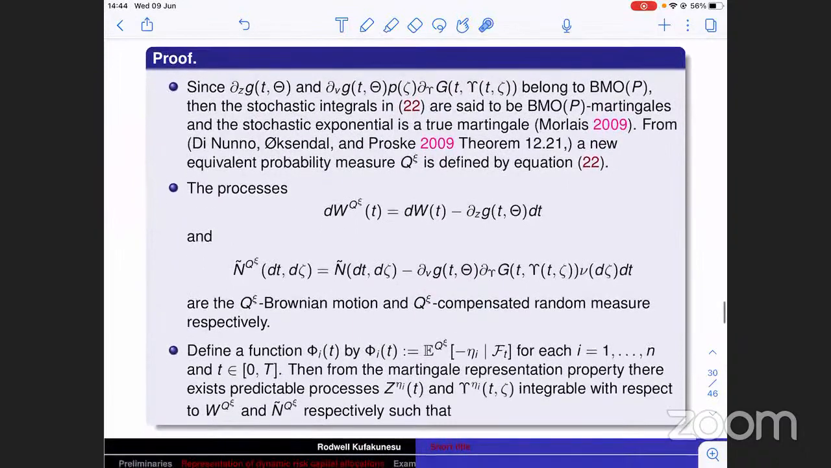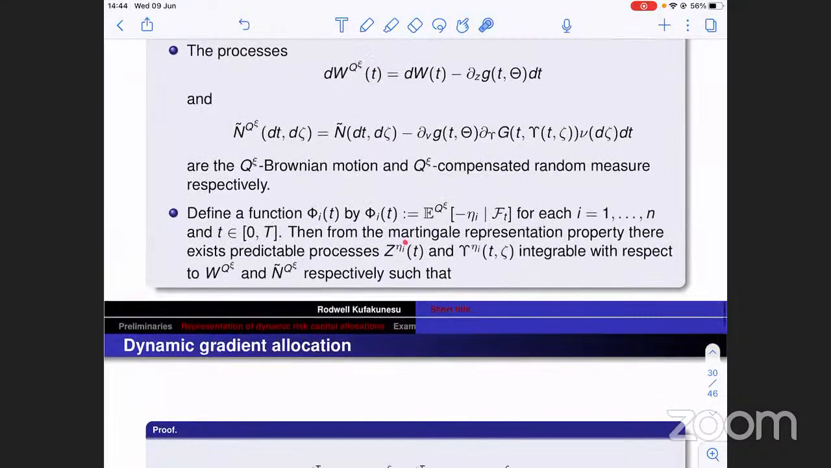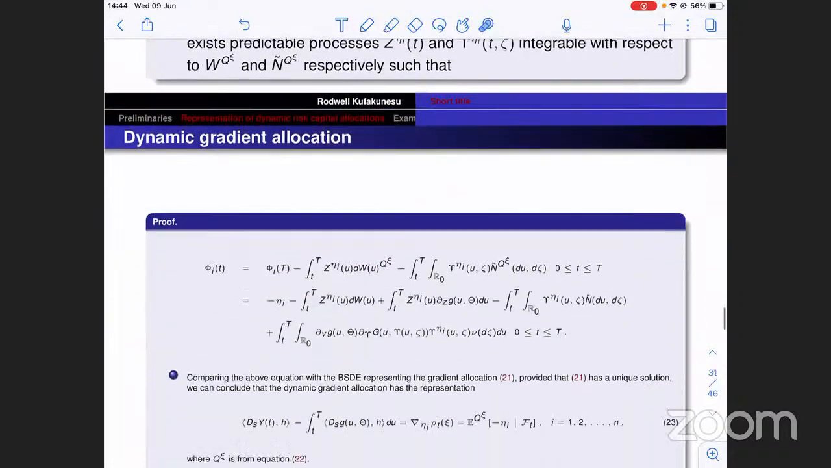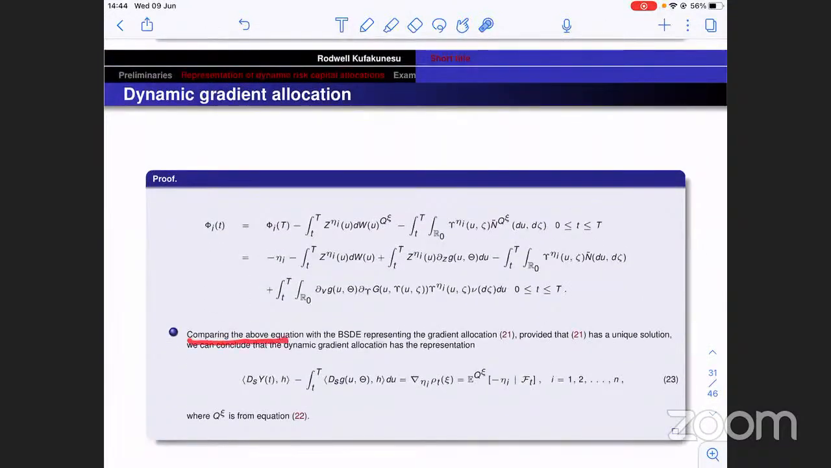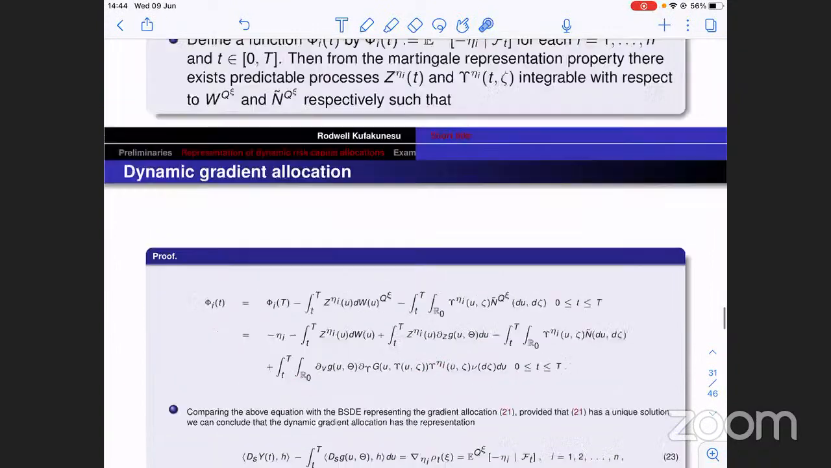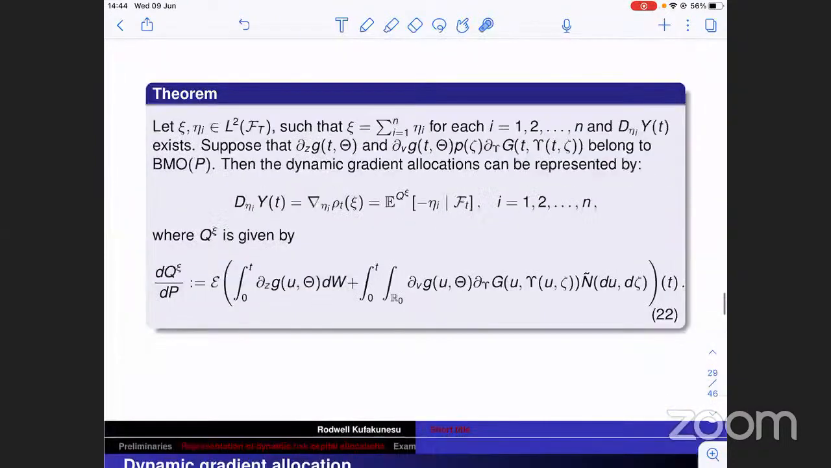So this G, remember, is quadratic as well. If we are to define a function like this, then from the martingale representation theorem, which I've shown you earlier on, we can actually do some comparison of the BSDE and the gradient allocation. And what do we get? This is what we'll get. And this is how our result, which I've shown you, is achieved, and where our measure transform will be given this way.